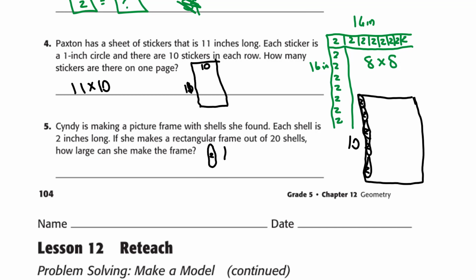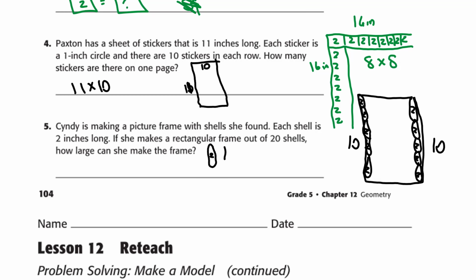Okay, so we're going to do the same thing over here. 2, 4, 6, 8, and 10. Okay, so it's again 2, 4, 6, 8, and 10. And we're talking inches, so those are 10 inches and we have 1, 2, 3, 4, 5 shells. So we've used 10 shells so far. So now we need to use 10 more.